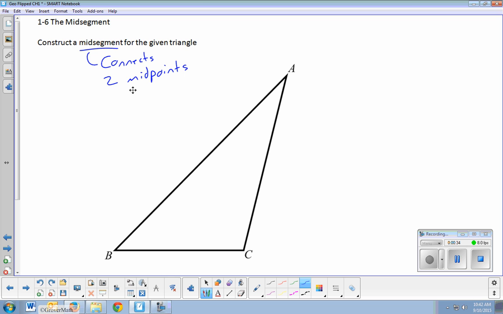So a mid-segment connects midpoints. If I know what the midpoint of AB is, and I know what the midpoint of AC is, and I connect those two, that's a mid-segment. Now, how do I draw one?